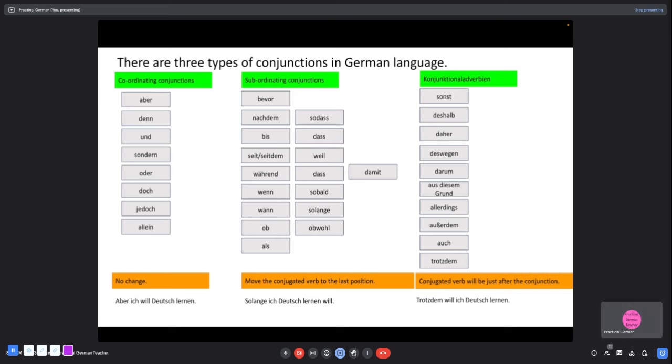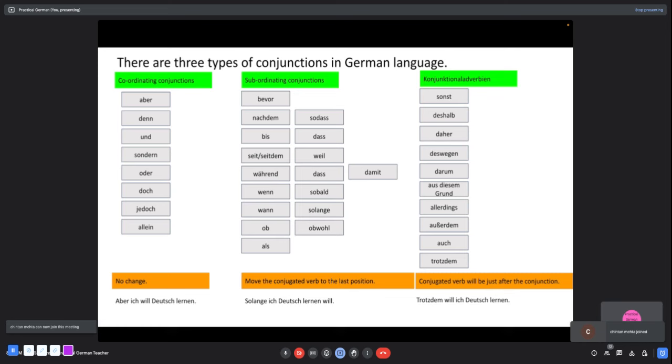"Und" is "and". "Sondern". So it is something like "but", but not "but". What is it? It is "rather", or "instead", right? You can also think of it as "but", so "sondern", "rather" and "instead" are different from "but". I hope you get what I'm trying to say. Continue, please.